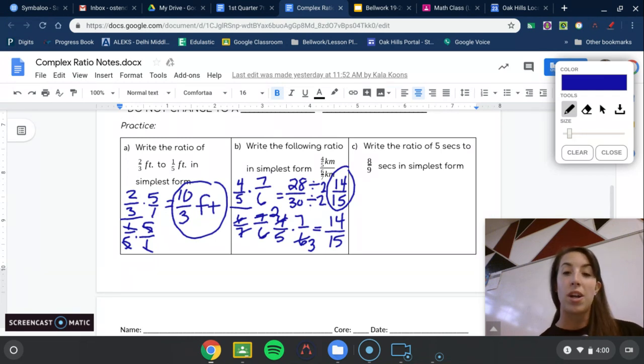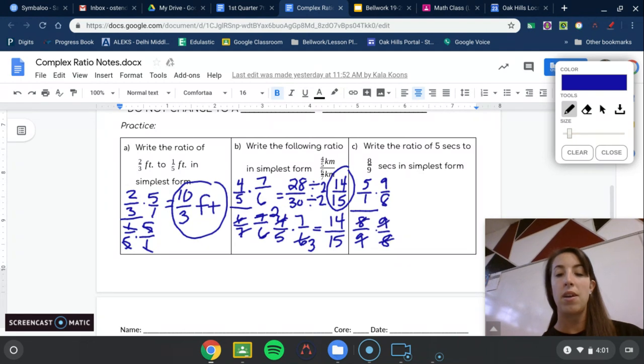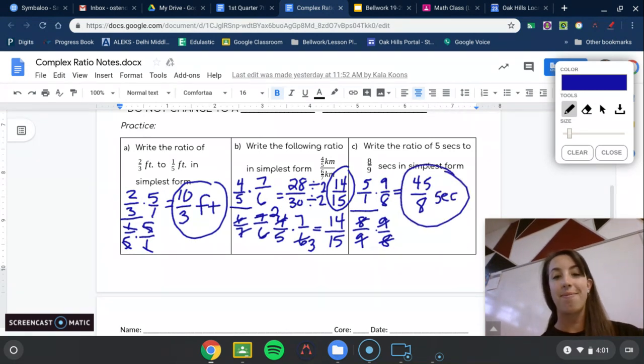Then the last one, this is where you're going to get your whole number, but remember you can always write your whole number as a fraction by putting it over 1. So for this last one, you're going to write the ratio of 5 seconds to 8 over 9 seconds in simplest form. So I'm going to write it as 5 over 1 over 8 over 9 seconds. We're going to cancel out the bottom one, and we do that by keep, change, flip. So this cancels out, giving you a value of 1. And we'll solve this one, which gives you 45 over 8. We're going to leave it as that ratio because they want you to leave it in fraction form.